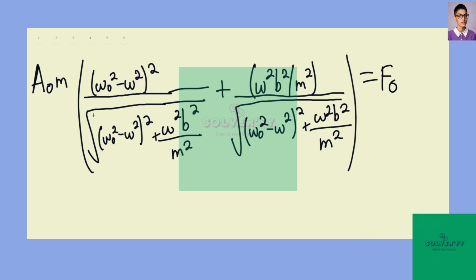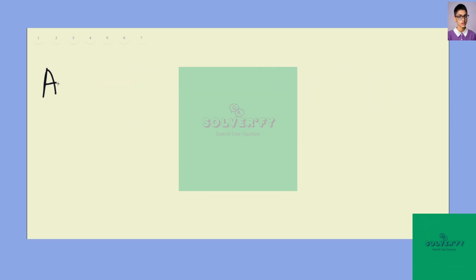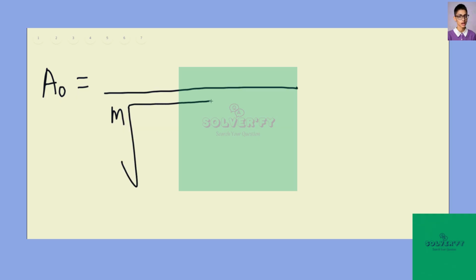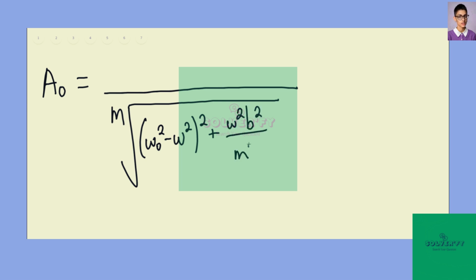And so we finally divide by m, and we have that A naught equals, for the numerator, the force, divided by m times the square root of omega naught squared minus omega squared, quantity squared, plus omega squared b squared over m squared. And this is exactly equation 14.23.